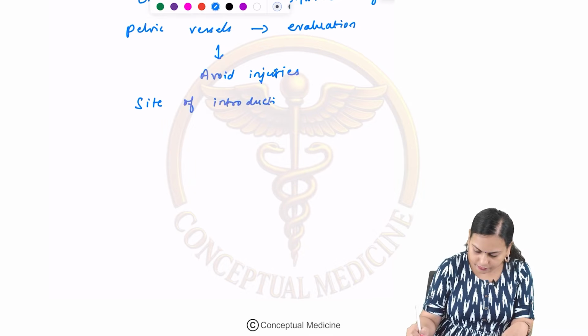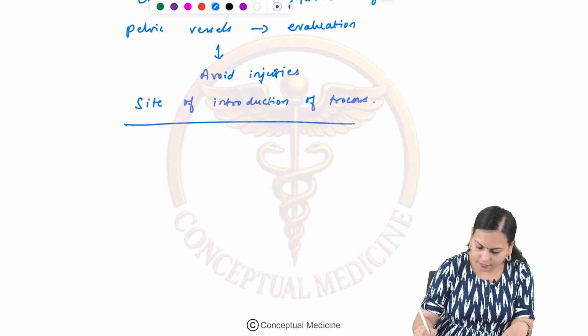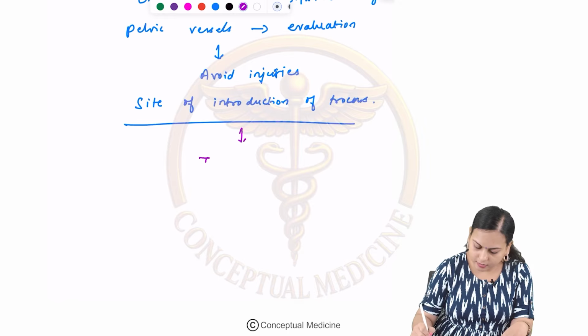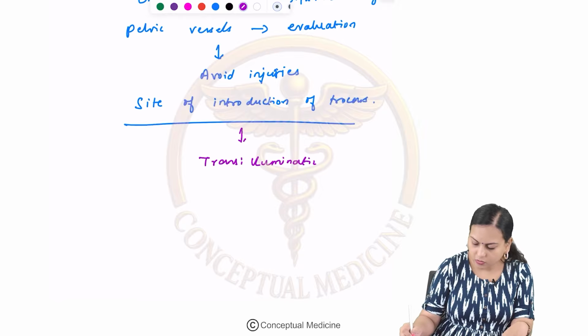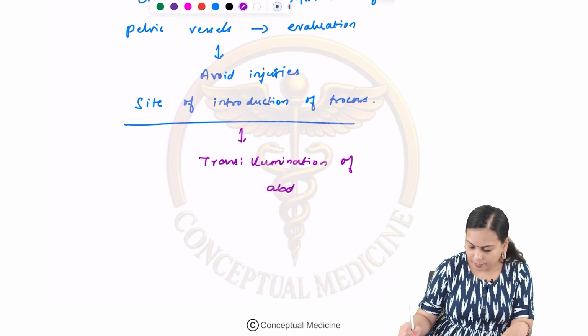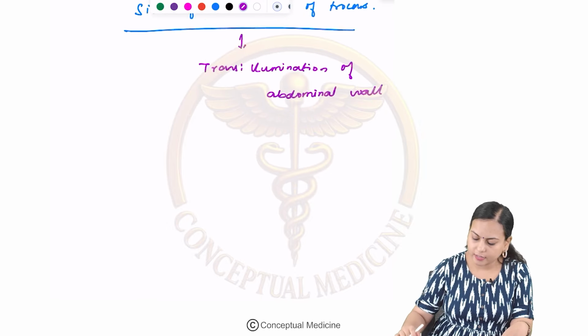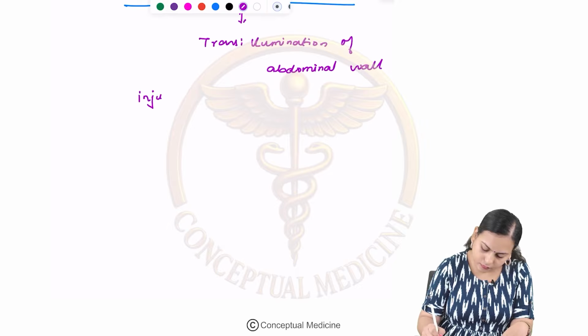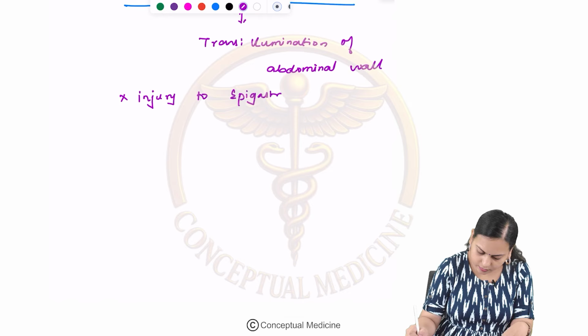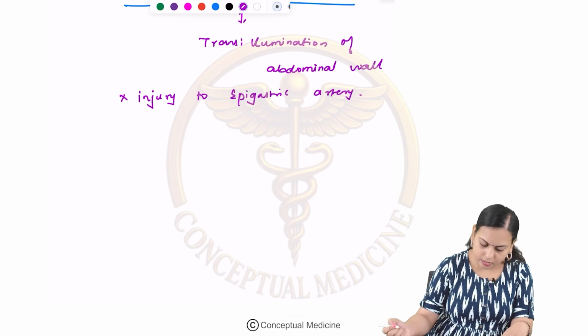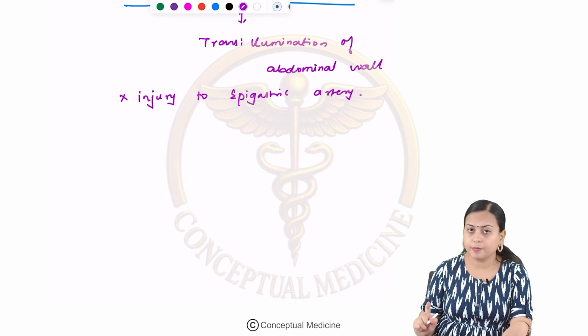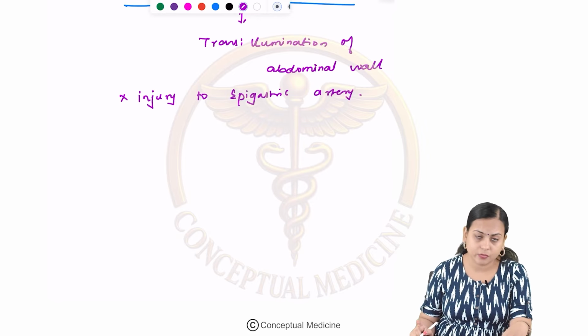Then the site of introduction of trocars should be verified by finger palpation and transillumination of abdominal wall as well, to avoid the injury to epigastric arteries. Okay, so identify if there is any bleeding, that means epigastric arteries would have been injured.